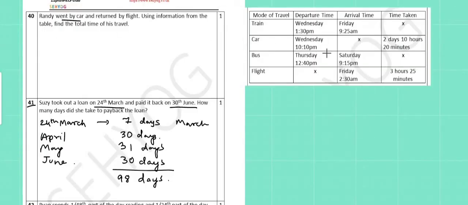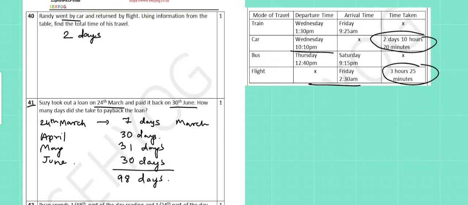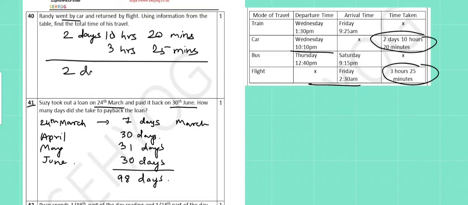Question number 40, Randy went by car and returned by flight. So while going, it takes 2 days, 10 hours and 20 minutes, and while returning, it is taking 3 hours and 25 minutes. So we add up the two durations that we are getting and the final answer is 2 days, 13 hours and 45 minutes.